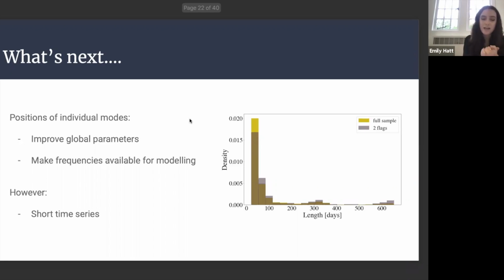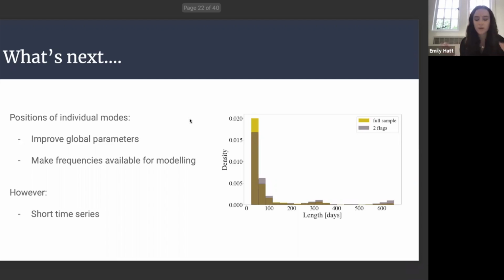Well, as I said, we want to take stars all the way from detection to peak bagging. So we do want to locate positions of individual modes. Now that will help us improve our global parameters. So delta nu and numax improve when we peak bag. And then we can also make those frequencies available for modelling.